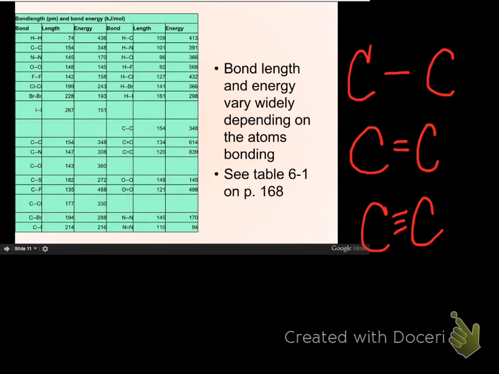Now, if you look at the chart here, and this is reproduced from your book, this chart of bond length and bond energies, I only expect you to have the top half memorized, and I think by tomorrow we'll do it.